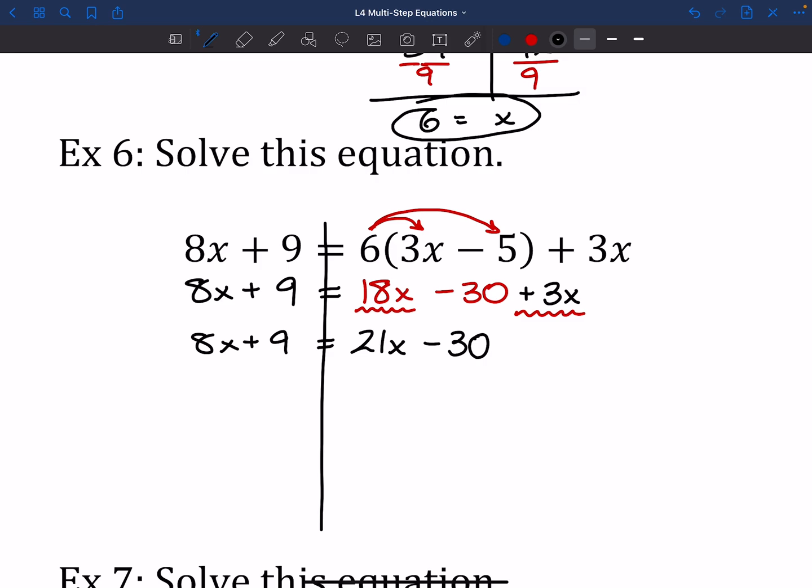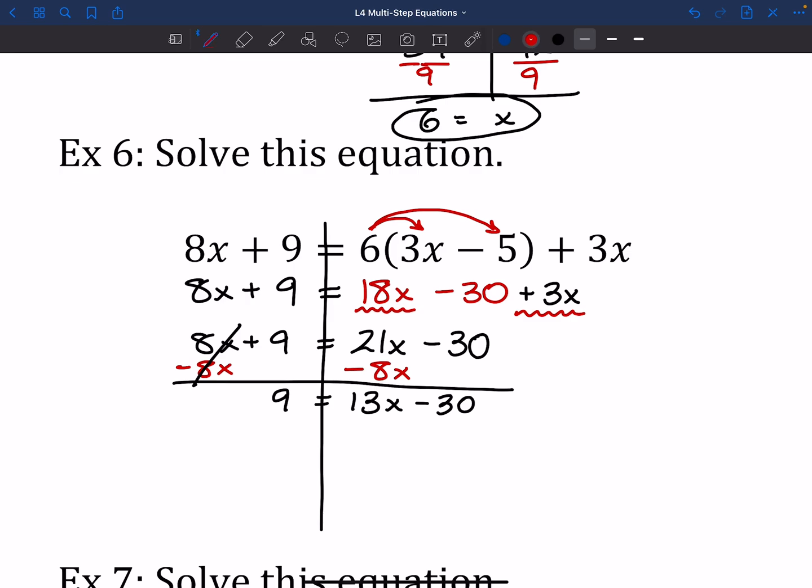Okay. So now we need to move our variables around. 8 is less than 21, so I'm going to move this 8x over to the right-hand side. To do that, I need to subtract 8x from both sides. All right, so those are gone. We're left with just a 9 over there. 21 minus 8 on the right is going to leave us with 13 x's, and then minus 30.